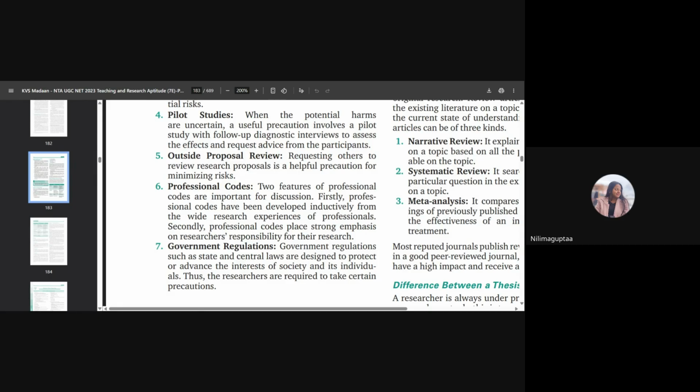And then professional codes, like two features of professional codes are important for discussion.